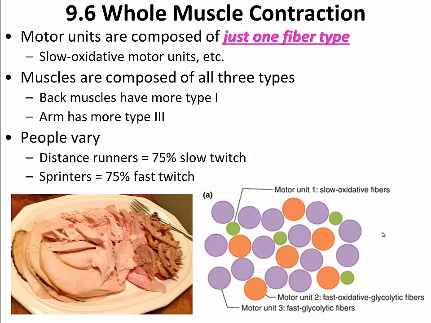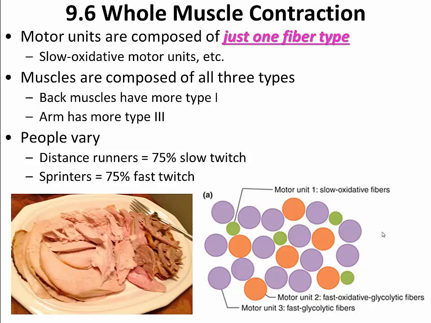or another. Take back muscles as an example. So a muscle that must remain contracted for long periods of time, allowing us to remain upright as we sit or stand. It's very important for those muscles not to fatigue easily, and therefore we would expect them to have a higher percentage of slow oxidative fibers, type 1 fibers, as opposed to type 2 or type 3 fibers. And that's exactly what we see.